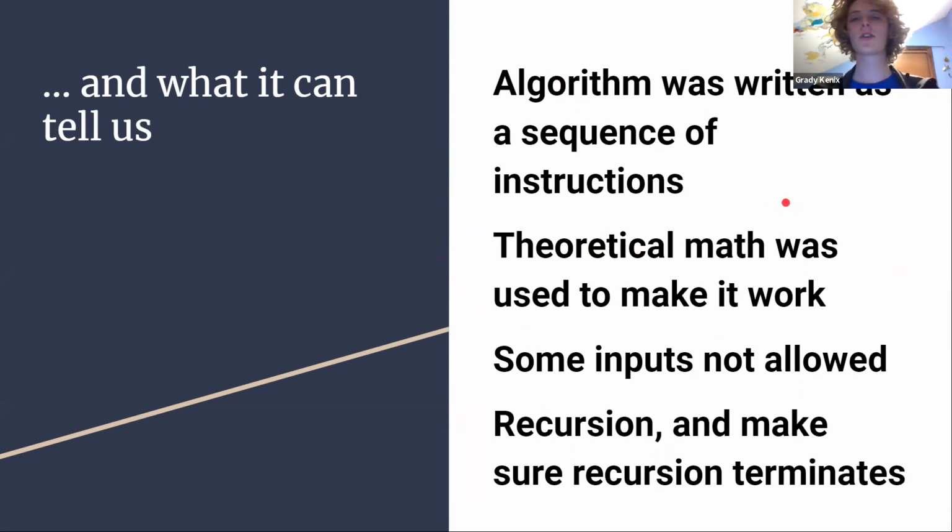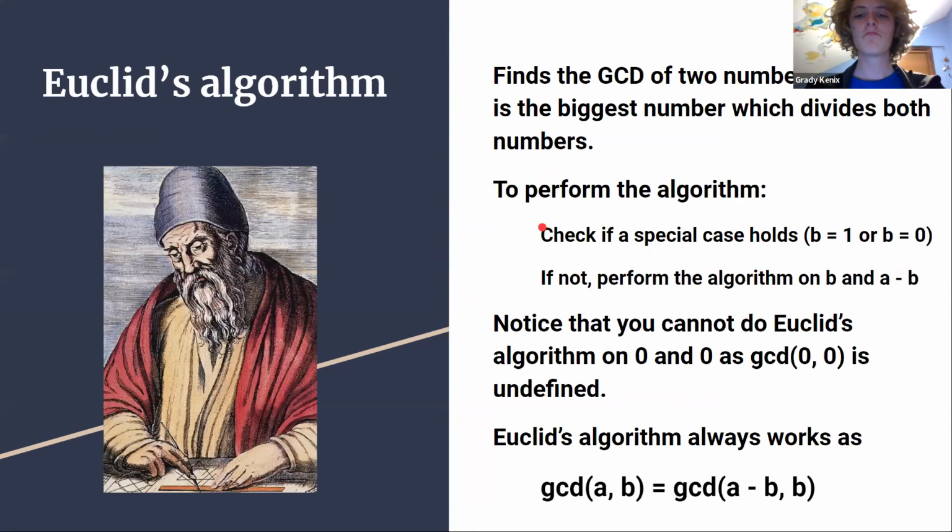I didn't really go into too much detail here, but Euclid's algorithm cannot be performed on 0 and 0. It's just not possible. You just can't do it. It's very unfortunate, because the GCD of 0 and 0 is undefined. The reason why it's undefined is because all the numbers divide 0, so it could be just as big as you want it to be.